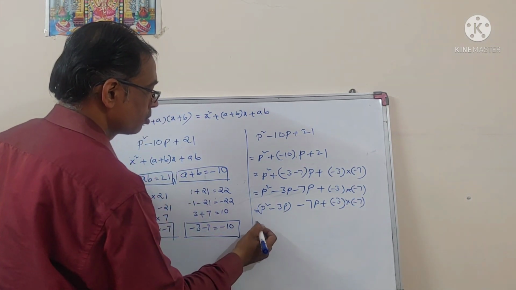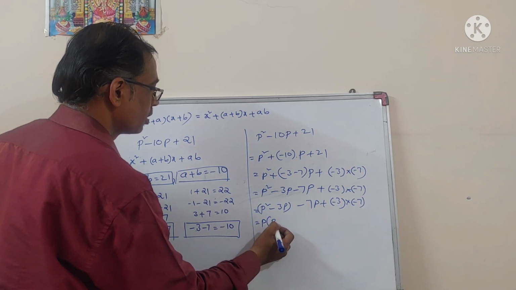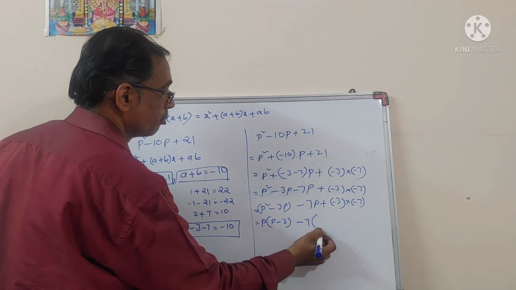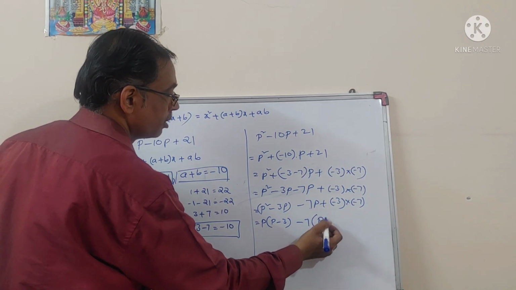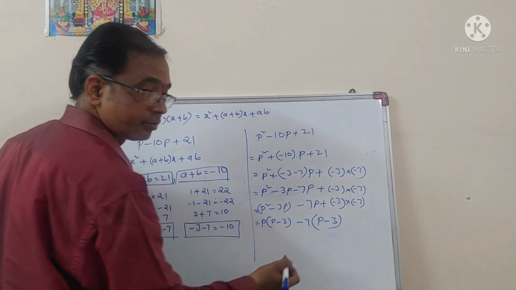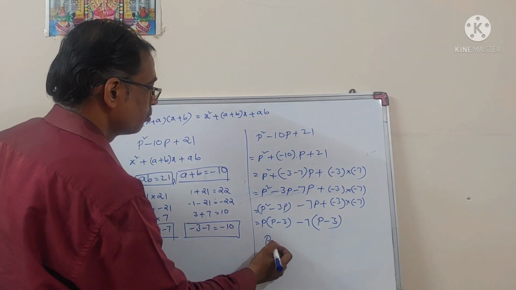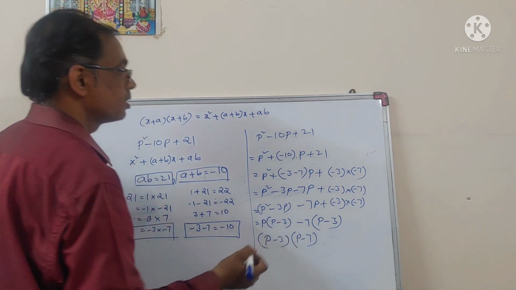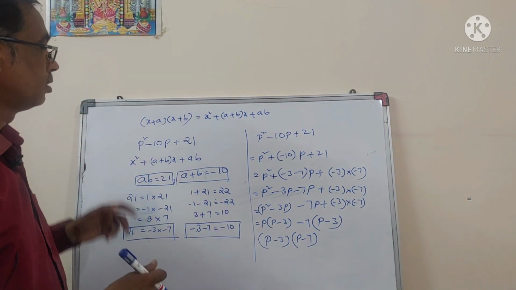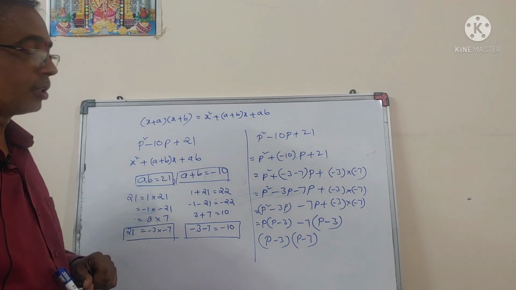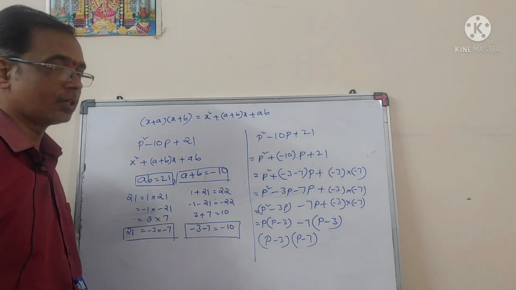is the second group. From these two we can take common p, we can write it as p minus 3, and in these two we have minus 7 as common, minus 7 taken out, remaining plus into minus 3. Now again here p minus 3 taken outside, p minus 3 into p minus 7. This is a way of finding out the factors of p square minus 10p plus 21.